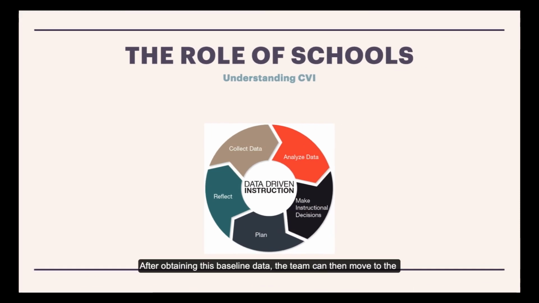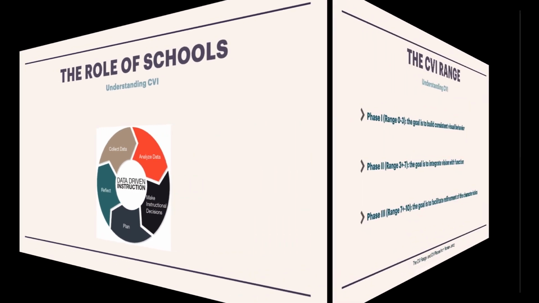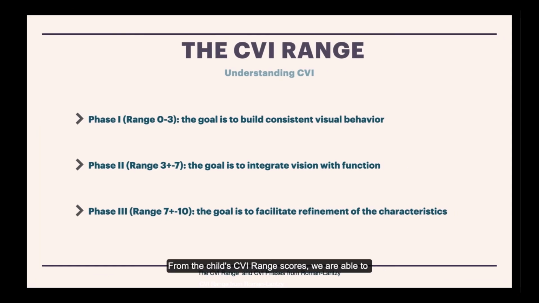After obtaining this baseline data, the team can then move to the next step of the data-driven process and begin to analyze this data. From the child's CVI range score, we are able to identify their phase of CVI and the goal associated. This information can help guide providers in creating meaningful access.